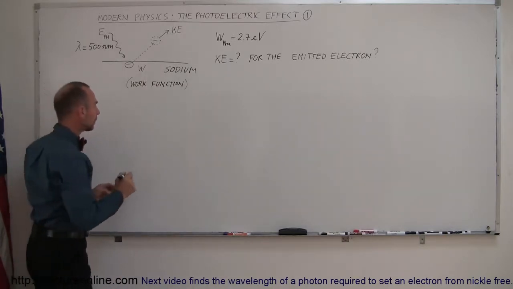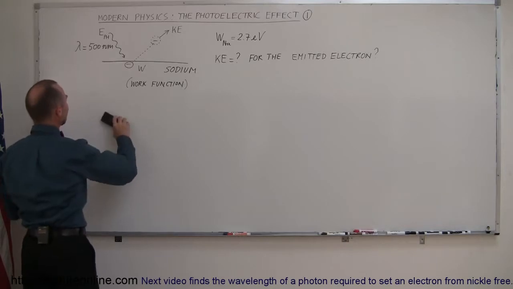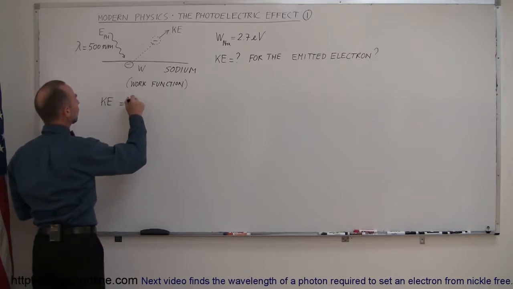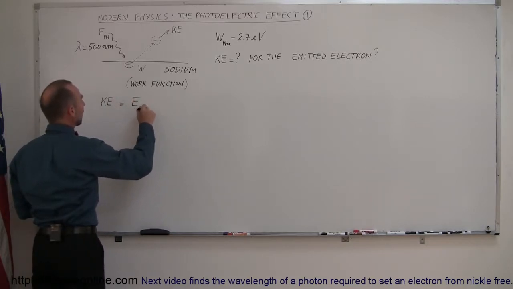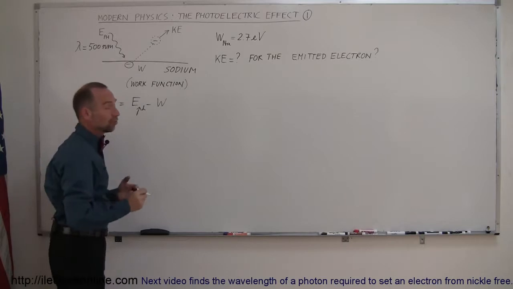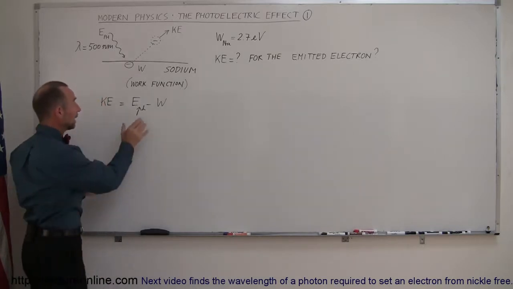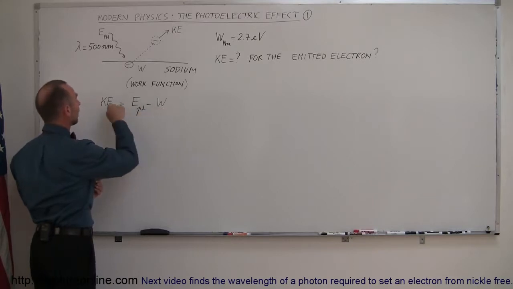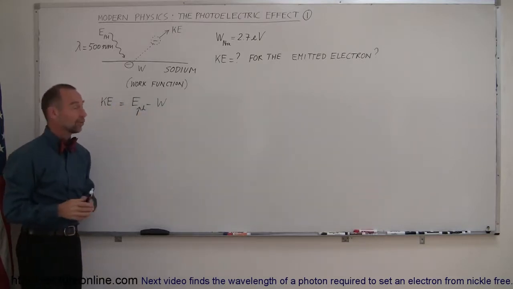All right, so the equation then goes, any kinetic energy that the electron may have is equal to the energy that comes in from the photon minus the work function, the energy required to overcome the work function. So if the energy of the photon is large enough, greater than the work function, the leftover will then become kinetic energy for the electron.